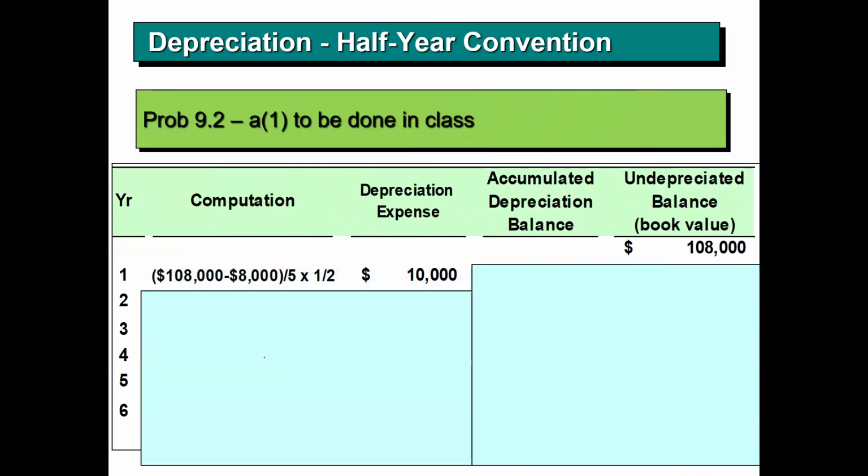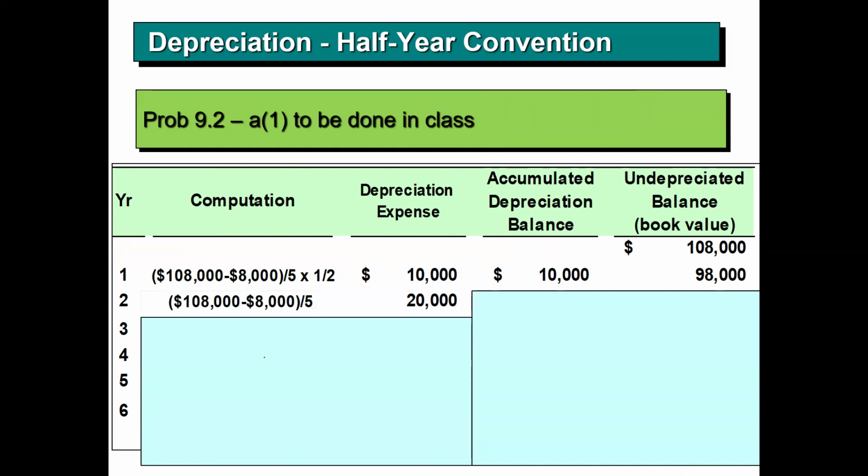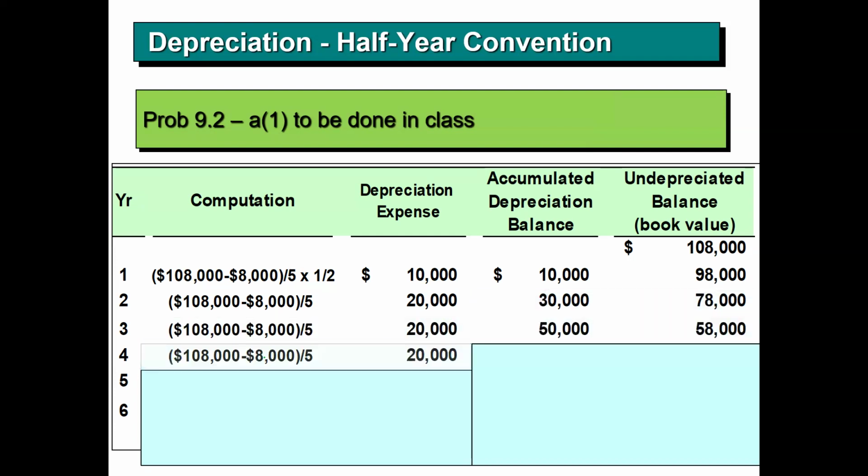So here we have 1,08,000 minus 8,000 divided by 5 into half, which gives us 10,000. And we have 10,000 as accumulated depreciation. We have 98,000 left. Next year, we'll have again 1,08,000 minus 8,000 divided by 5, but this time it's not going to be half. It's going to be the depreciation charge for the entire year, so it's going to be 20,000. Accumulated depreciation will increase from 10,000 to 30,000, whereas the undepreciated cost will reduce by 20,000 and we'll have 78,000. So this is how we are going to go about it.